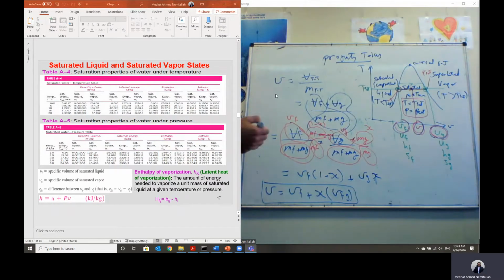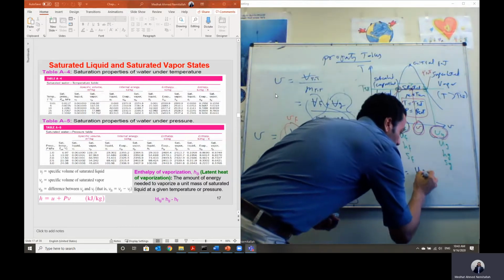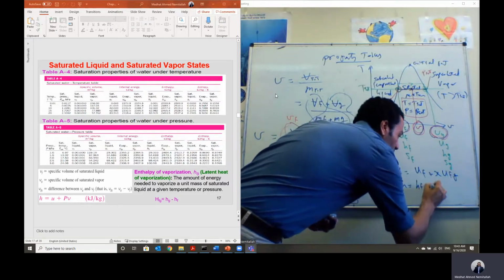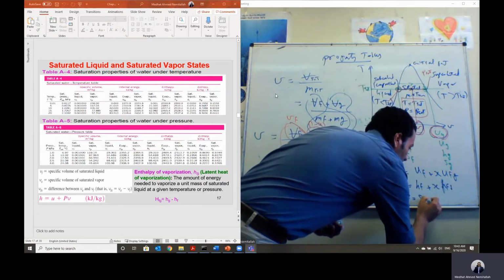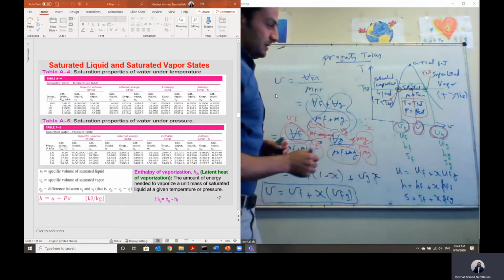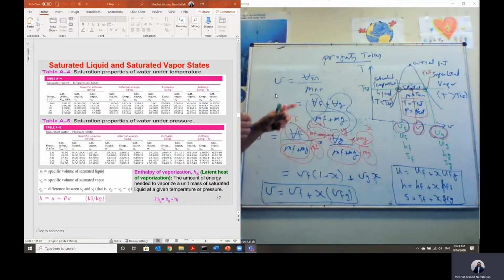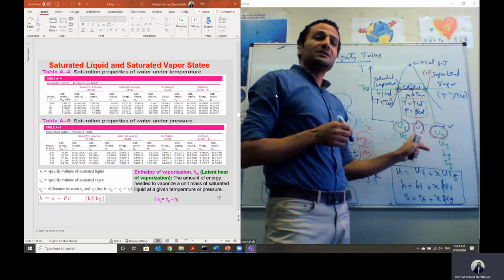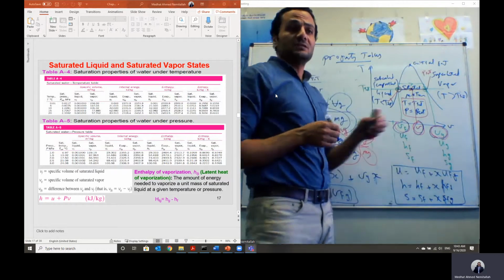And similarly, we can calculate the other properties. The internal energy will equal U fluid plus X multiplied by UFG. Enthalpy will equal H fluid plus X multiplied by HFG, and then entropy will equal S fluid plus X multiplied by SFG. In the table you will find all of the properties: specific volume V fluid, V gas, and VFG. Also you will find U fluid, U gas, and UFG. Like this also the enthalpy, and like this also the entropy, S fluid and S gas and SFG.